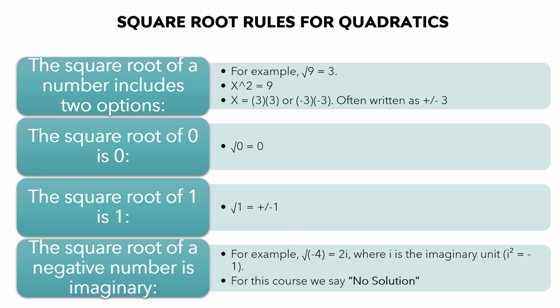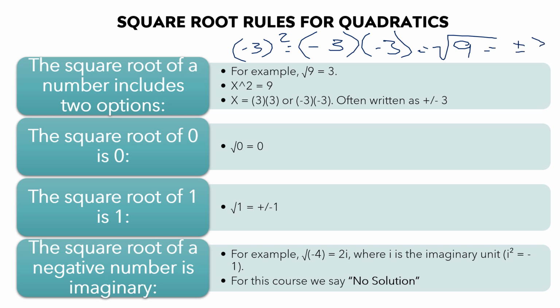And there you go, as promised. The square root of a number includes 2 options. It includes the positive version of that number and the negative. For example, negative 3 squared is negative 3 times negative 3, or positive 9. Here we squared negative 3. The inverse operation of squaring is taking the square root. So the square root of 9 could either be plus or minus 3.